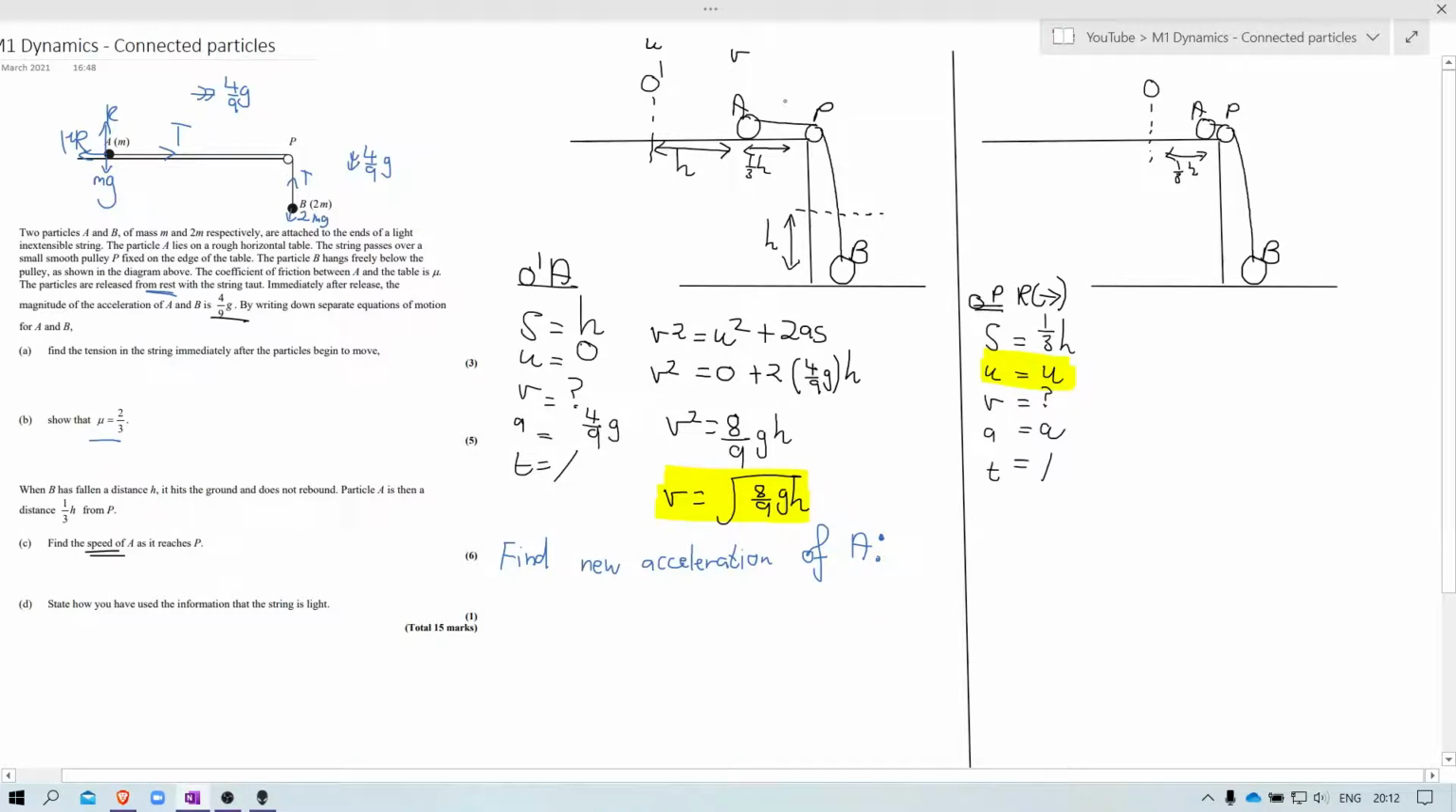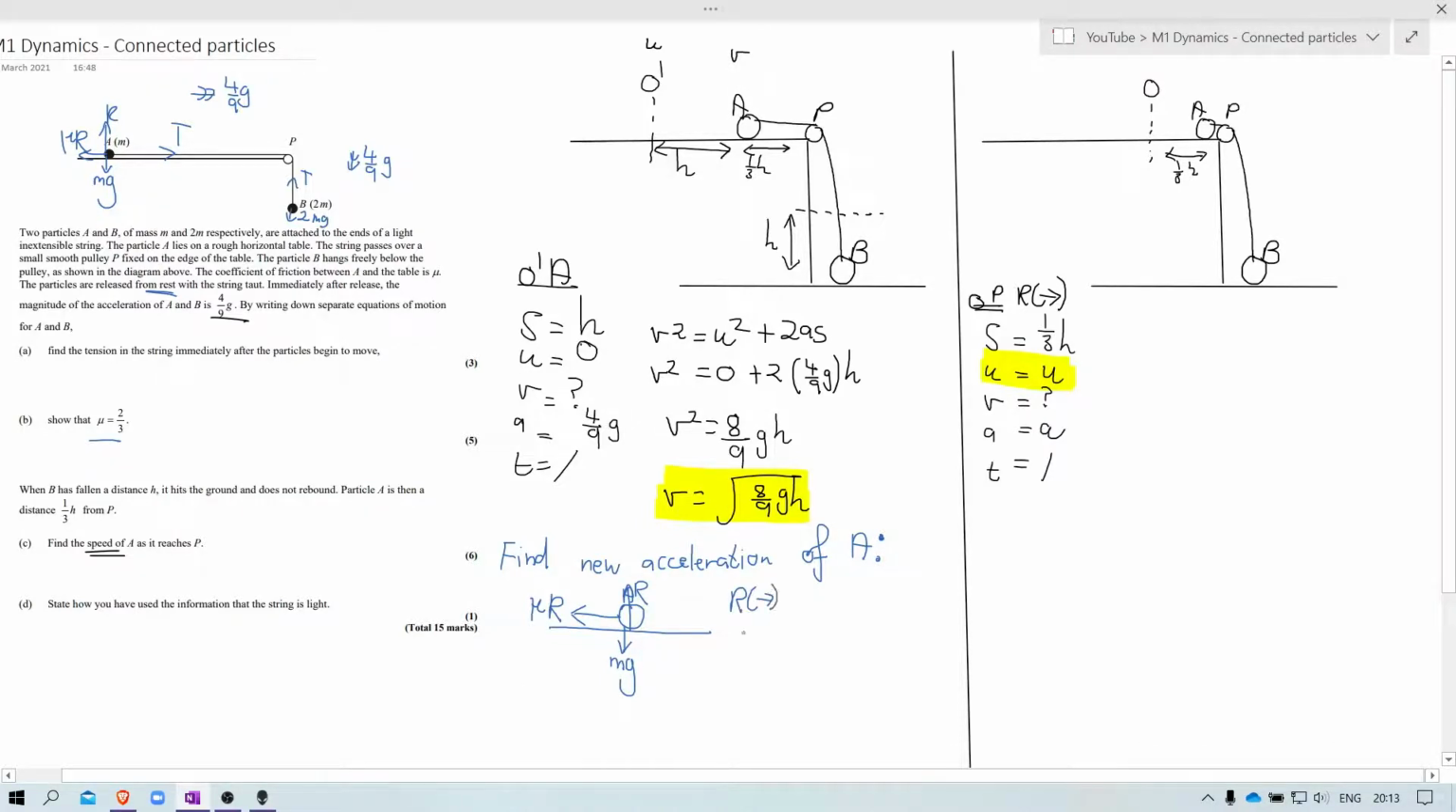Because there is no driving force for A, the only forces acting on A, if I draw this out again, so we have the particle A, there is no driving force, there is no tension. All there is is friction. There's friction because it's on a rough surface, so friction will act to slow it down. Eventually it will stop. But in this case, it's going to hit the pulley P. So what is the new acceleration?